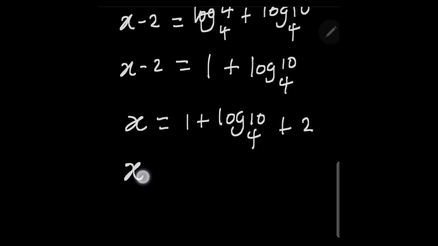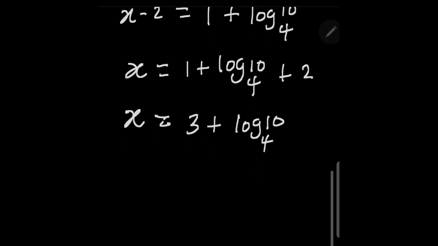So we're going to have x equal to 1 plus 2, because two of them are just numbers. We can add them together. 1 plus 2 is going to give us 3, then plus log 10 to the base of 4. Now we have x equal to 3 plus log of 10 to the base of 4. But we are not going to stop here, because we need to simplify to its lowest form.